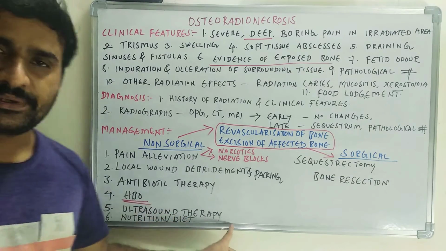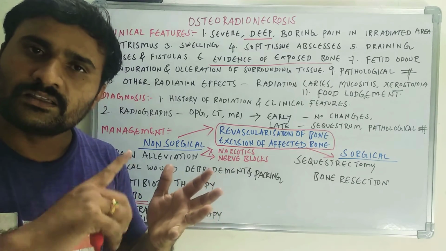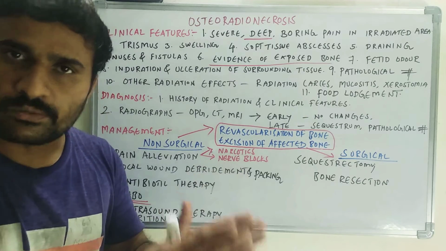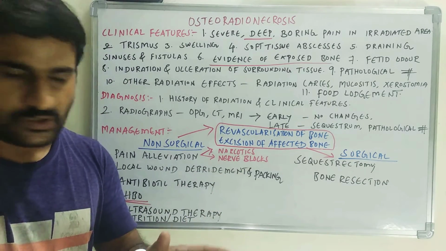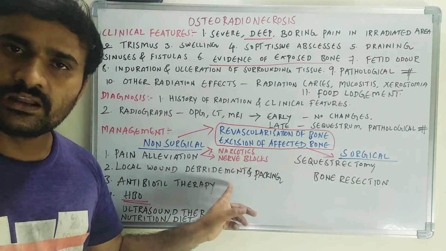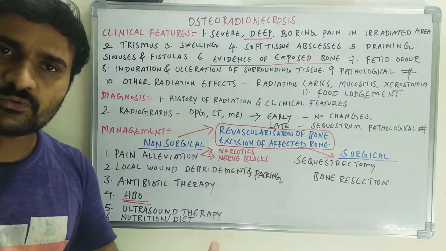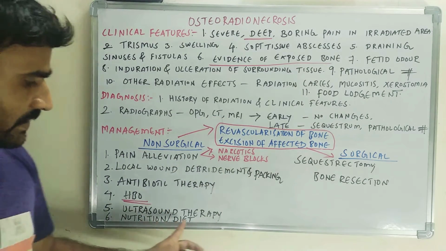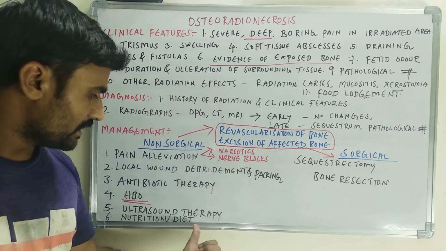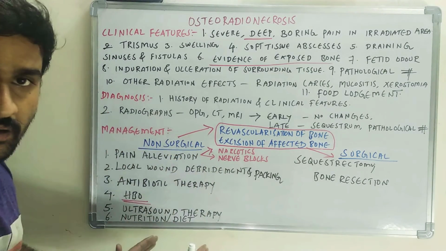Then ultrasound therapy. Ultrasound therapy may also provide neovascularity, that is new blood supply, new blood vessel formation or new cell formation. So ultrasound therapy can also be given. This should be combined with intraoral debridement. That means we should debride the wound and go for the ultrasound therapy. Then nutrition and diet, that is a diet rich in vitamins and protein should be given. This is one of the supportive measures. So these are all non-surgical modalities.